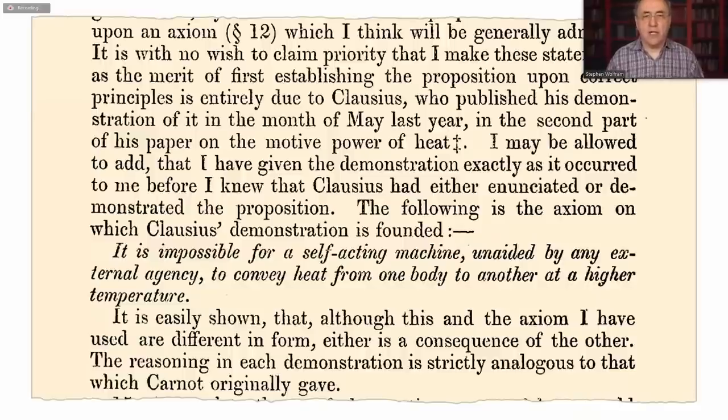So it's kind of a thing a little bit like Alan Turing, Alonzo Church in 1935, 1936, coming up with seemingly different but ultimately equivalent definitions of computation. So similarly here, these folks have come up with seemingly different but ultimately equivalent statements of the second law of thermodynamics. And let's see.